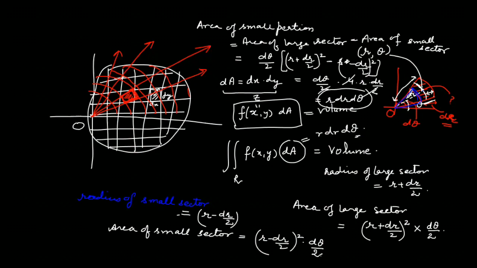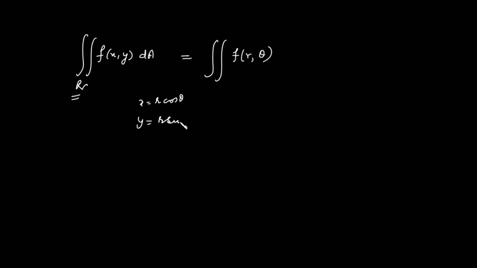So now just see what will be the form. If you are given a double integral in Cartesian over some region, then you can write its equivalent integral in polar by putting x to be r cos theta and y to be r sin theta and converting the function f of x y into f of r theta. Then you can replace dA, which is dx into dy, by r times dr d theta.